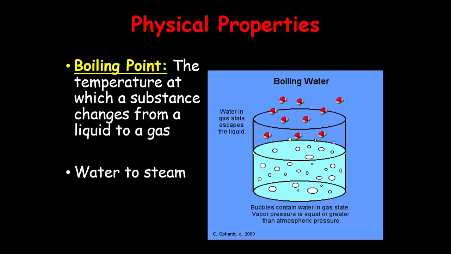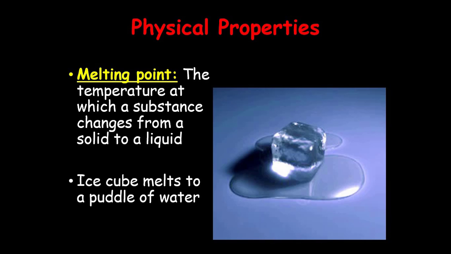So the boiling point is the temperature at which a substance changes from a liquid into gas, so I'm changing the water to steam. While the melting point is the temperature where the substance changes from solid into liquid, so the ice cube melts to a bottle of water. The freezing point is the temperature at which the substance changes from liquid into solid, like if I'm freezing some water, it changes to an ice cube.